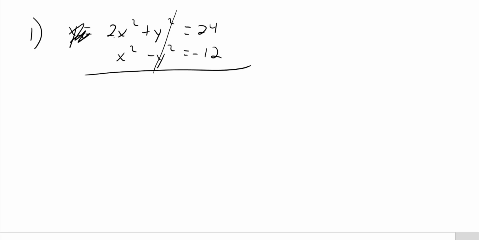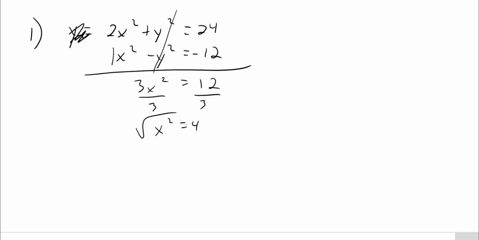It's pretty sweet. So 2x squared plus 1x squared is 3x squared. So right out there, 3x squared. 24 minus 12 is 12. We've got to solve for x squared, so we're going to divide by 3. We get x squared equals 4.